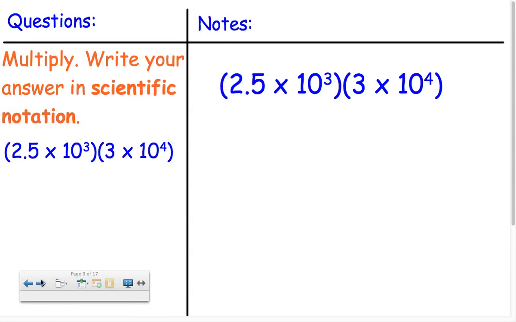So now you can see we have two different numbers written in scientific notation right next to each other. So that's why the problem tells us that we are going to multiply. What I'm going to multiply is the first number in each parenthesis. So 2.5 times 3.